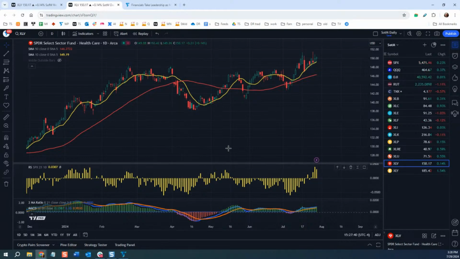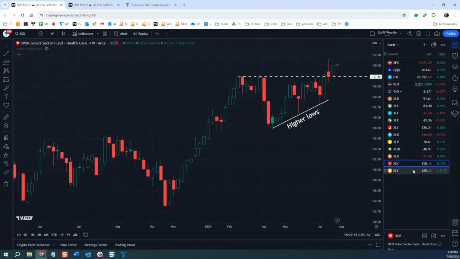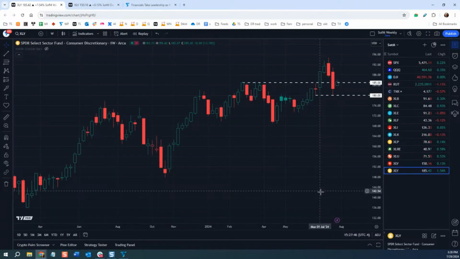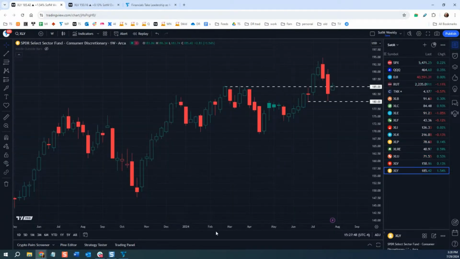Now, getting to the XLY, this one is really thrown about by Tesla. A lot of crazy stuff with Tesla that's been happening.